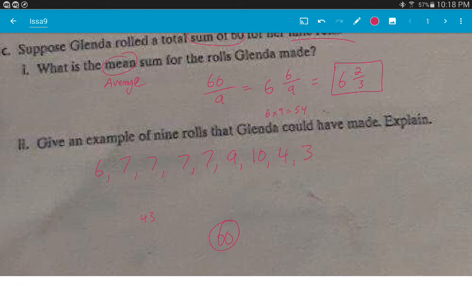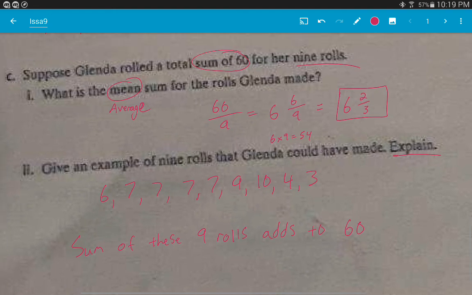They didn't say that they had to be in order. We were fine with that. And we could say that the explain part is because the sum of these 9 rolls adds to 60. And these aren't the only answers. You pick any 9 numbers between 2 and 12 that would add up to 60.